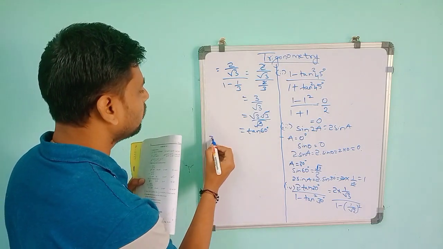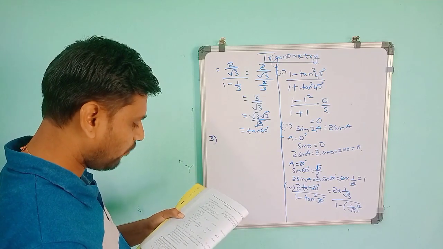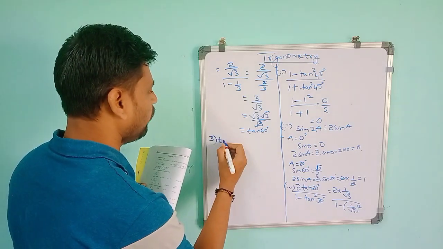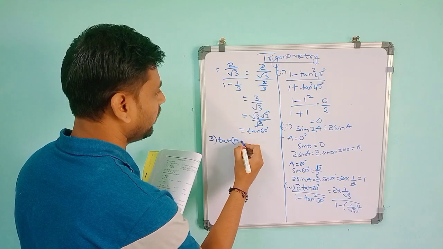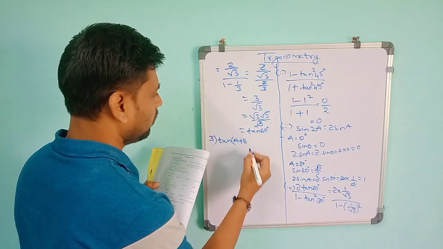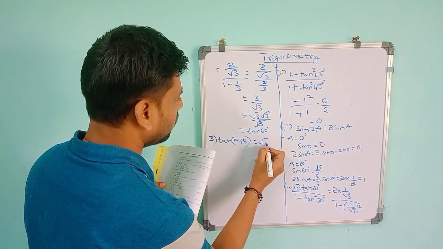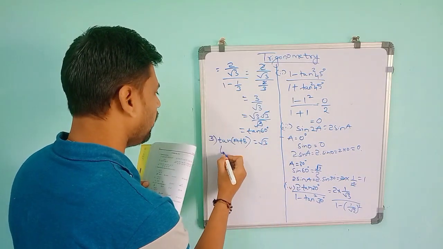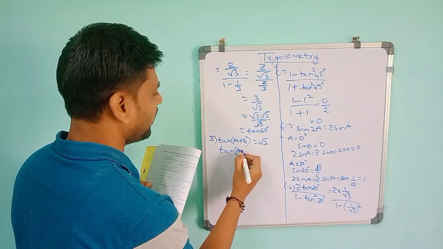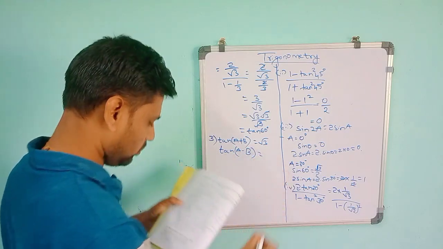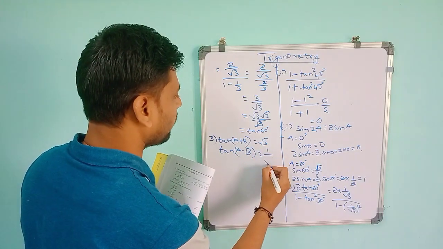And that third one: tan of A plus B is equal to root 3, tan of A minus B is equal to 1 by root 3.